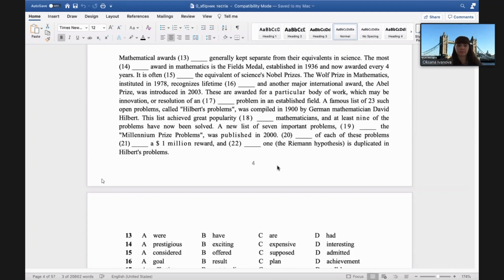The most prestigious award in mathematics is a Fields Medal established in 1936 and now awarded every 4 years. Okay, prestigious. You chose prestigious. Do you agree? The rest of the students? Why not? Yeah. Okay, if they keep silent, then it means they agree. Will you continue? Yes. A second, please.